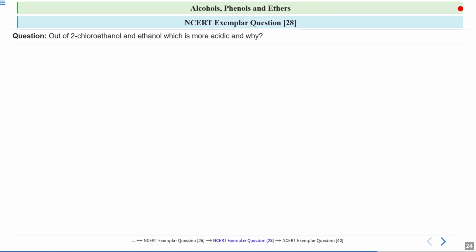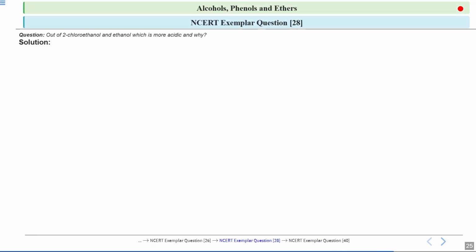Now let us see the next question. Out of 2-chloroethanol and ethanol, which is more acidic and why? So you have been given 2-chloroethanol and ethanol, and it is asked which one is more acidic and why. I give you some time to think and then we will discuss. Now let us see the correct option.